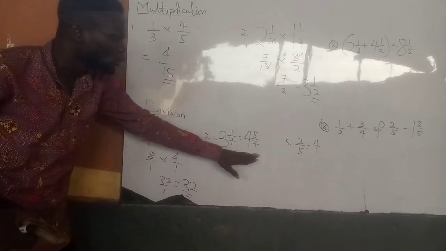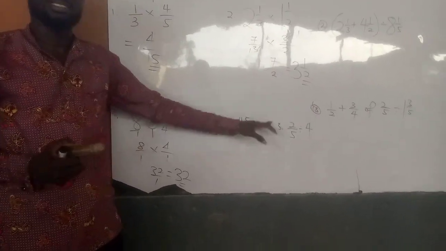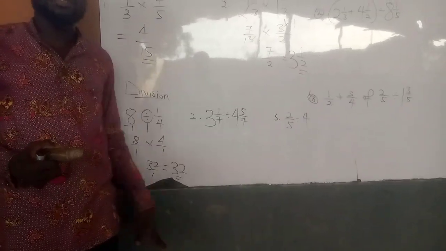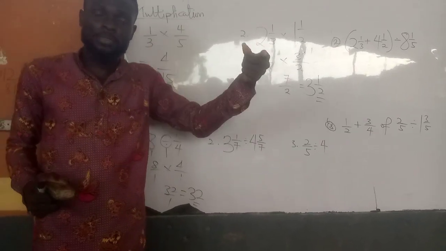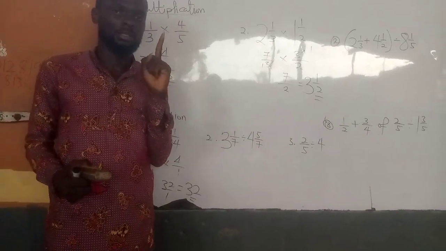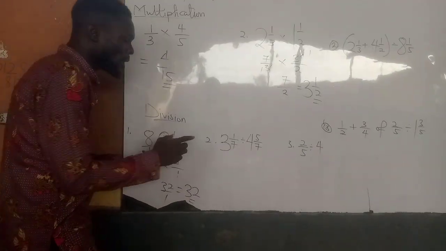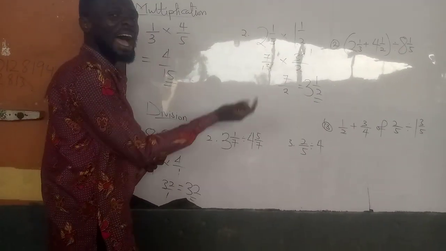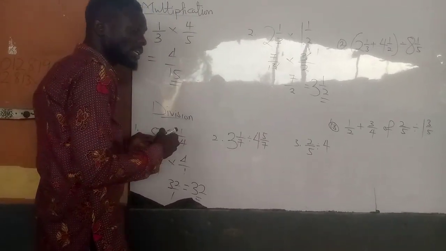Let's look at number 2. Number 2, you can see that there are mixed fractions. So since there are mixed fractions, the first thing I have to do is to convert from mixed fraction to improper fraction. That is the very first thing. So to do that, multiply the whole number by the denominator, add the numerator. So 3 times 7 is 21, plus this is 22.